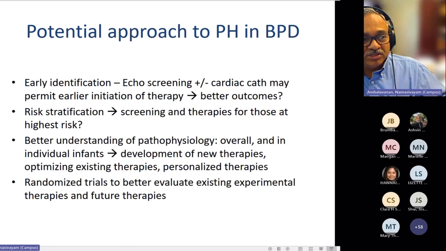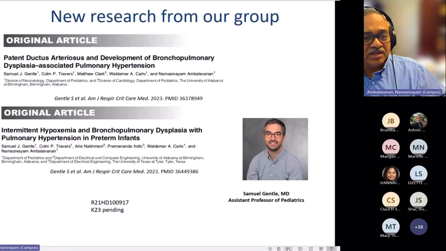So potential approaches: early identification by echo screening, and then treatment. Again, we are not sure how we should be treating them, but ideally keeping their oxygen saturation target slightly higher, maybe 92 to 96, and early use of sildenafil or a vasodilator is considered to help. We do need large randomized trials in this population. So Sam Gentle, who's one of our faculty, he's done some recent work on this, looking at BPD-associated pulmonary hypertension.